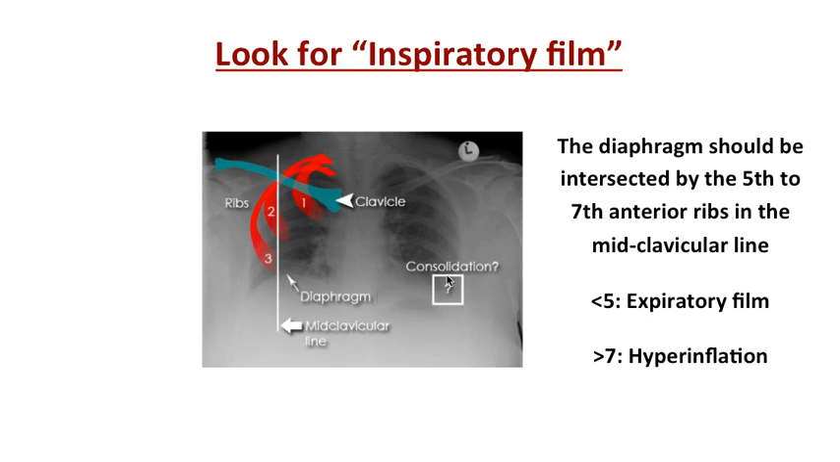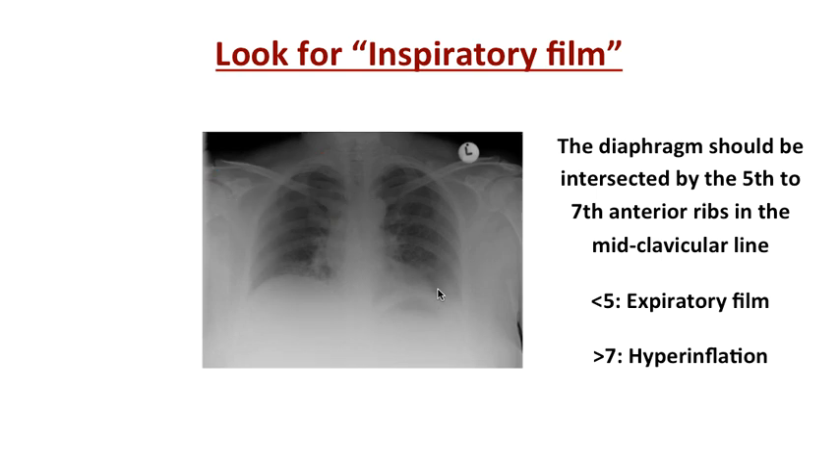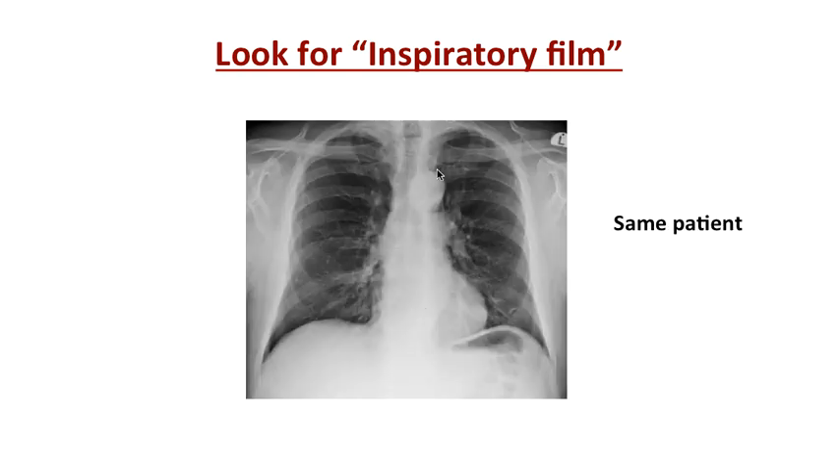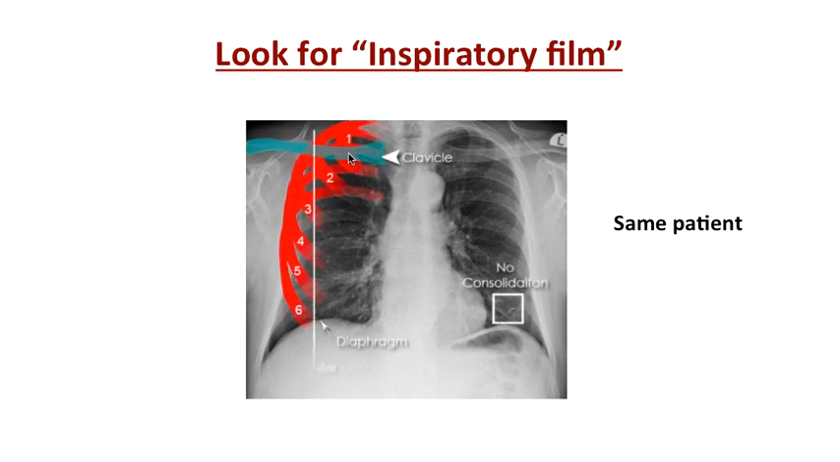And the opacity you are seeing in this X-ray, right? You can see that this area appears to be more opaque, so someone may falsely interpret it as a consolidation, which is not the case. When the X-ray is repeated in this patient with a good degree of inspiration, you can see now how many ribs: 1, 2, 3, 4, 5, and 6, right? So 6 anterior ribs are cutting the diaphragm in the mid-clavicular line. So 5 to 7 is our cutoff. Less than 5 is an expiratory film, and more than 7 is hyperinflation. Now you can see that the consolidation has disappeared, right?